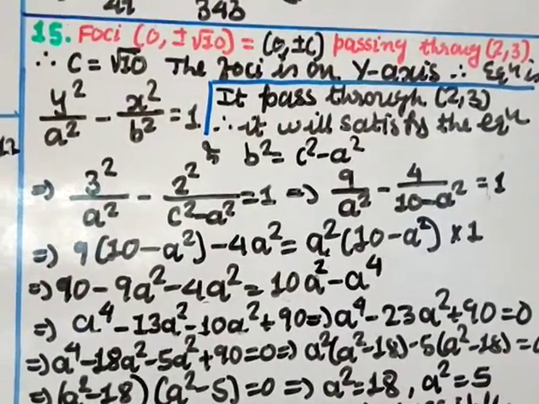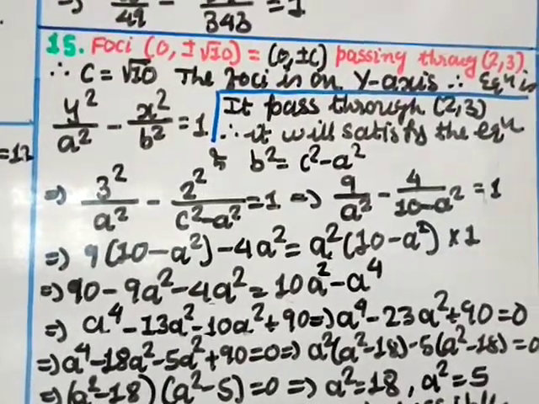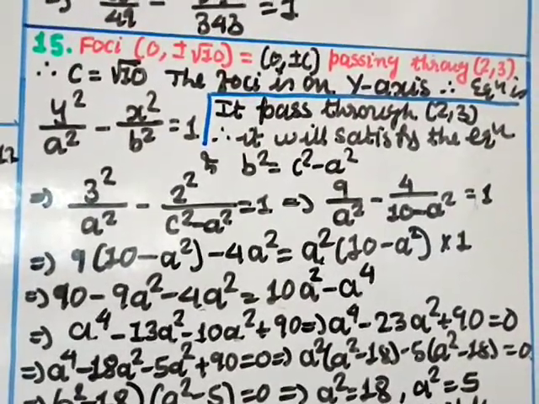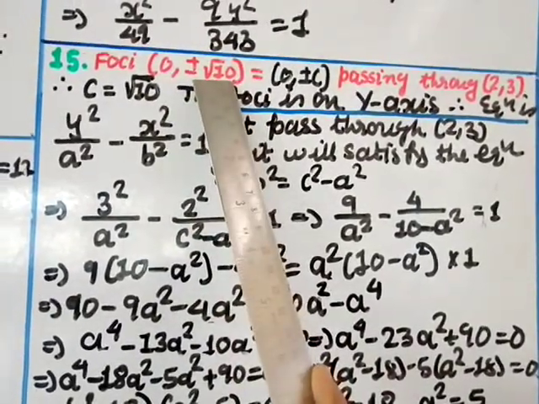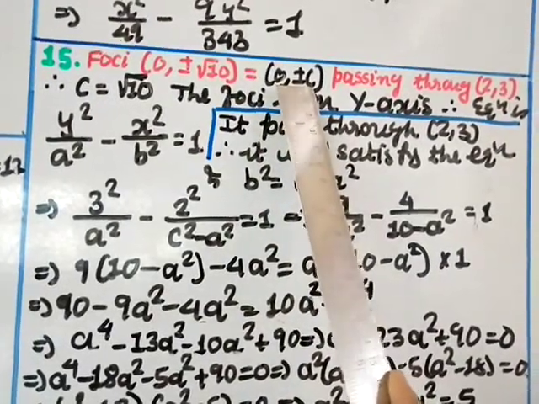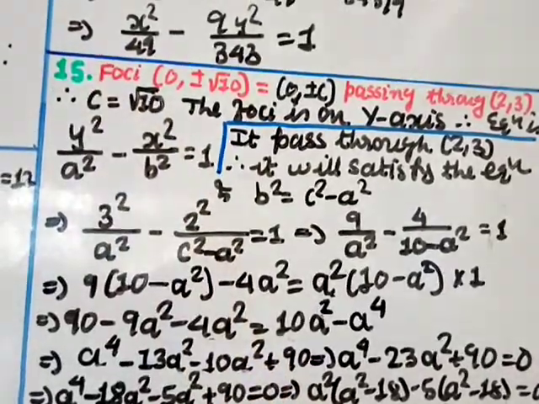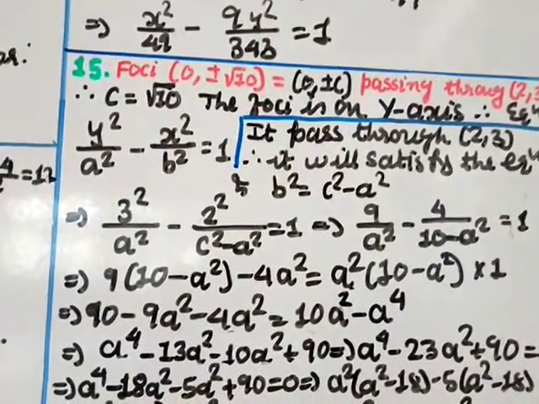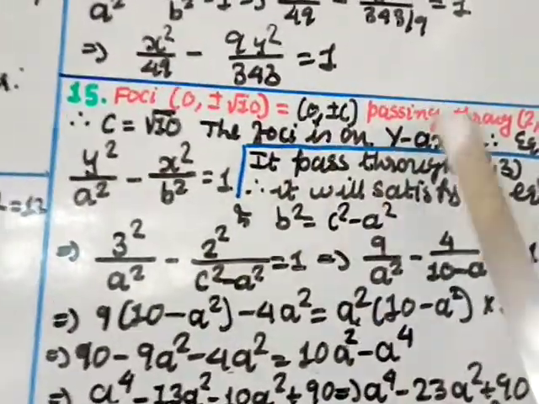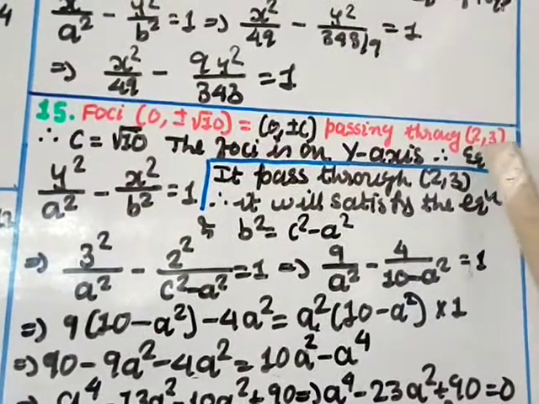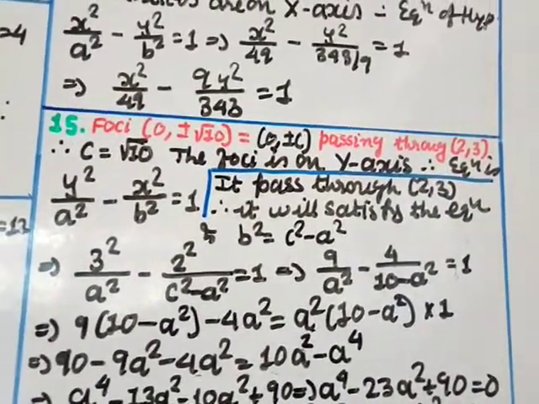Question number 15. The foci are at (0, plus or minus root 15) and the hyperbola passes through (2, 3). The foci are given as 0, plus or minus root 15, and the standard coordinates are 0, plus or minus c. Here the x coordinate is 0, that means the foci lie on the y axis. It is also given that it passes through the point (2, 3), that means instead of x you put 2 and y you put 3 and then solve it for a and b.